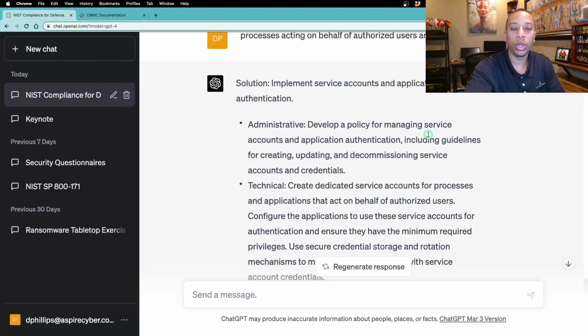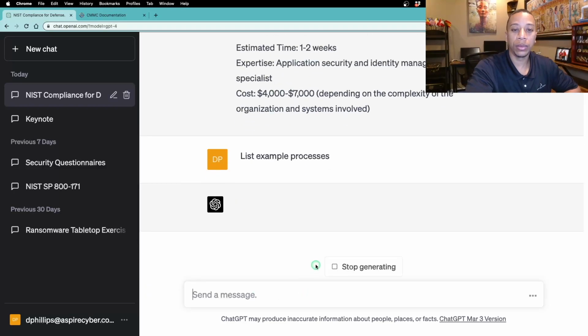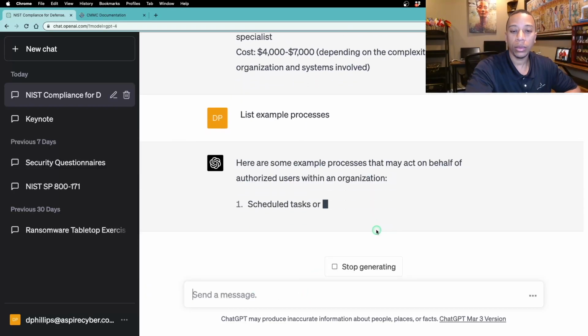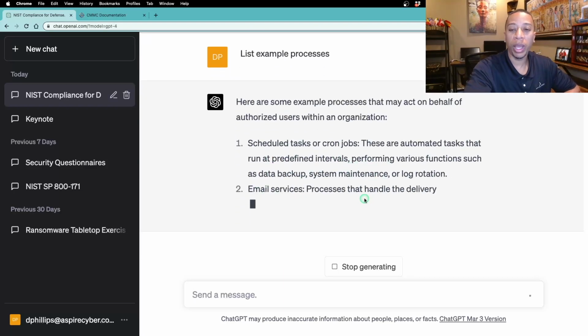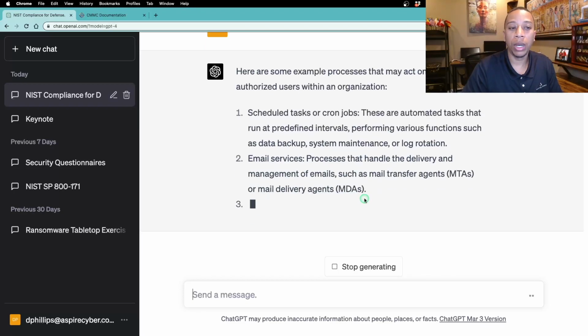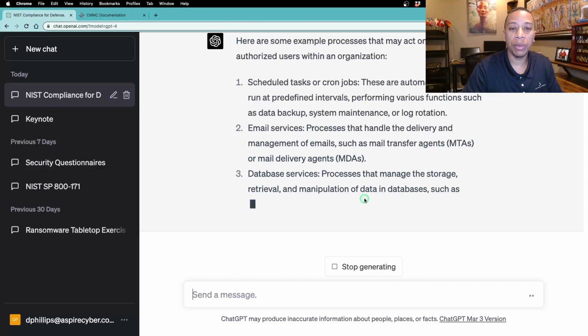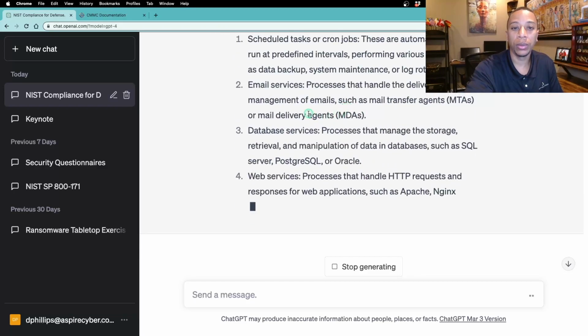So I want to give some more additional information for this one. I'm going to prompt ChatGPT to list example processes to give you a better idea of what this assessment objective is referring to when it says processes. So we have those scheduled tasks. Those are going to be automated. So for example, if you have automated backups, automated updates running, any type of automated process needs to be associated to a specific user.